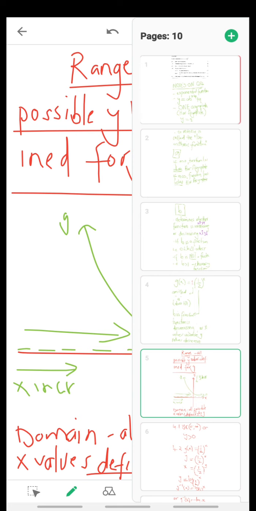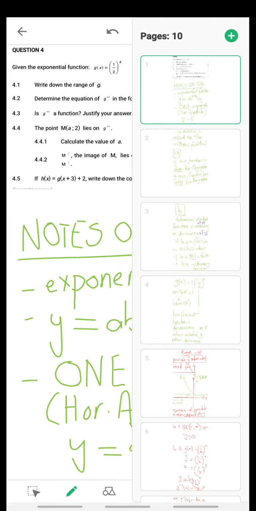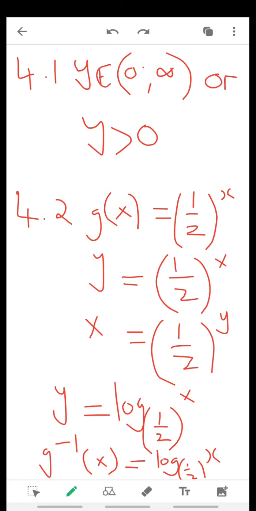Okay? Now, next question, 4.2, determine the equation of g to the power of minus one. Very important. We call this the inverse of g. So remember, what is the inverse? I said the inverse of an exponential function will be the logarithmic function, okay? So 4.2, I'm given g of x equals half to the power of x.